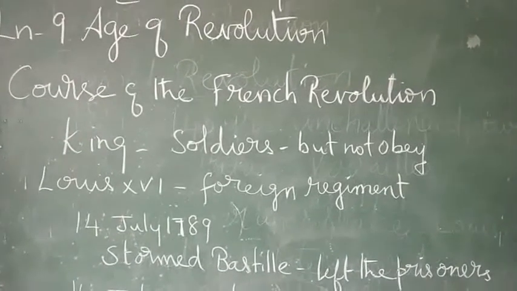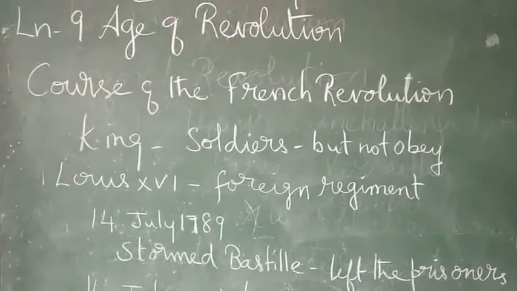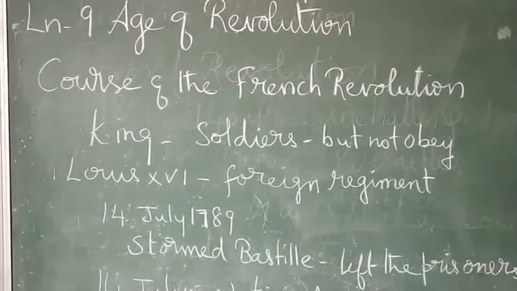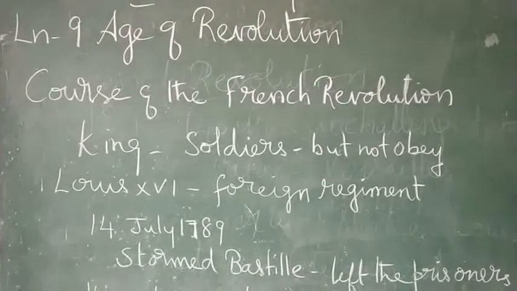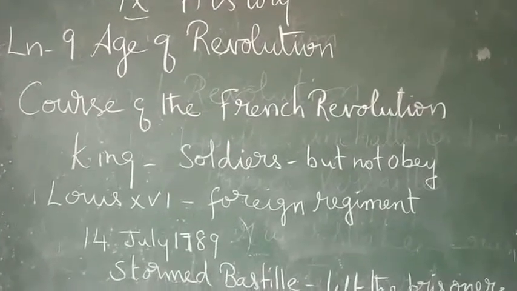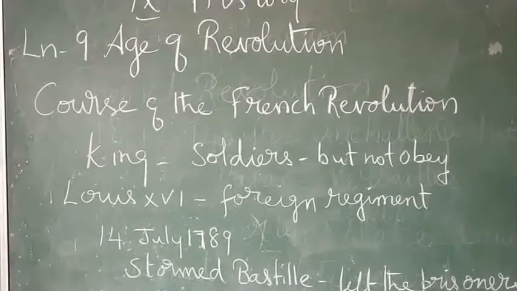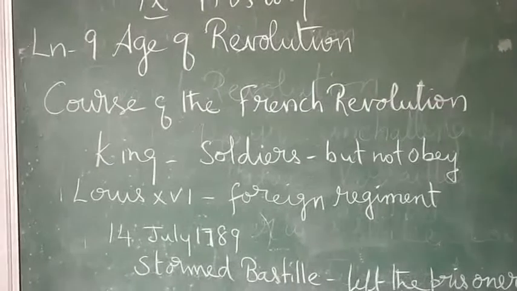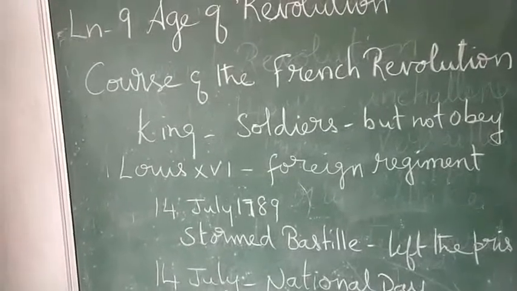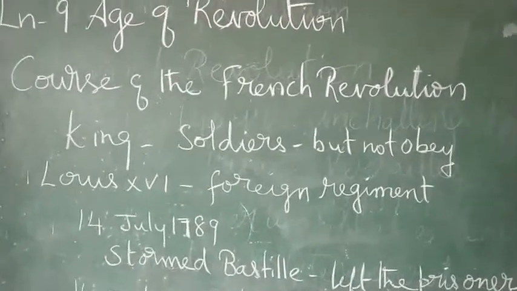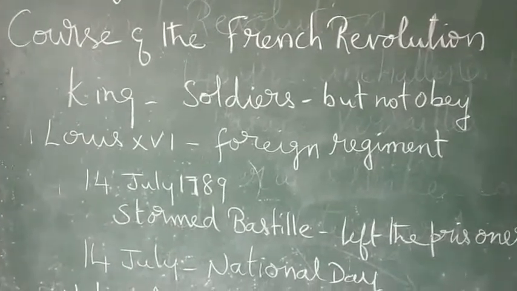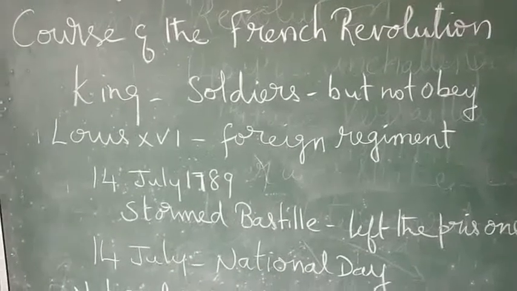So that is the fall of Bastille. Bastille is a place where the prison was. That is the Bastille, very, very important. Before this, the king ordered, the Tennis Court Oath and all we have seen, isn't it? So the king ordered the force to attack his own people, but the soldiers refused the word of the king. The soldiers did not obey.